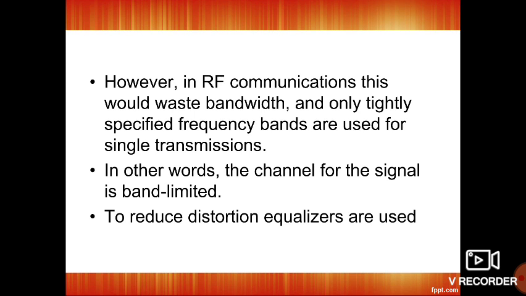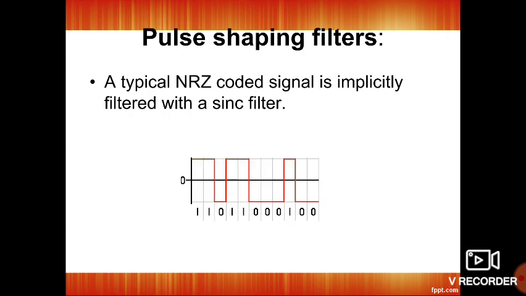RF systems have a particular bandwidth, and the signals must fit in that spectrum. If a signal exceeds that spectrum, the bandwidth will be exceeded, so shaping of pulse is necessary. A typical non-return to zero coded signal is implicitly filtered with the Sinc filter. Sinc is sin x by x, and it is always represented like this.